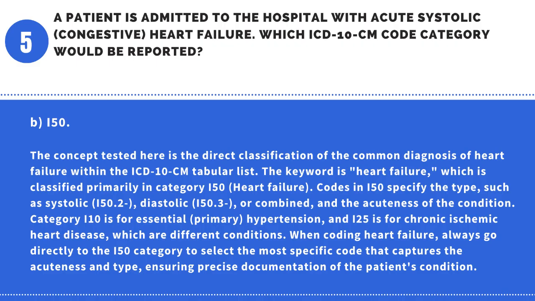Codes in I-50 specify the type, such as systolic, I-52, diastolic, I-53, or combined, and the acuteness of the condition. Category I-10 is for essential, primary hypertension, and I-25 is for chronic ischemic heart disease, which are different conditions. When coding heart failure, always go directly to the I-50 category to select the most specific code that captures the acuteness and type, ensuring precise documentation of the patient's condition.